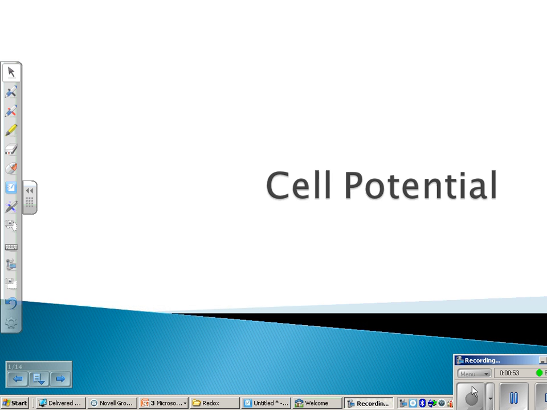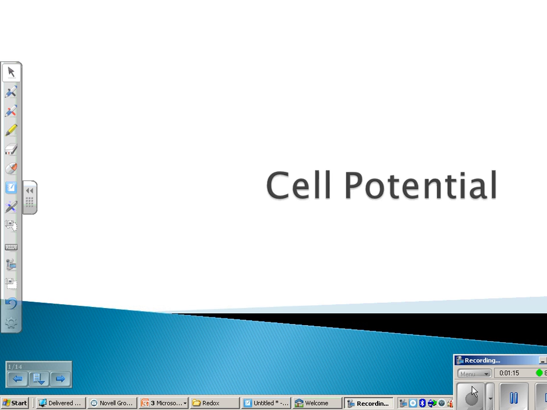But this is going to allow us to determine if we have two parts of our cell and we connect it, will the electrons flow spontaneously, or which direction will they flow? So this will help us identify what's happening at the anode and what's happening at the cathode, decide what's going to be reduced and what's going to be oxidized. There's all sorts of nifty things that can come out of this.